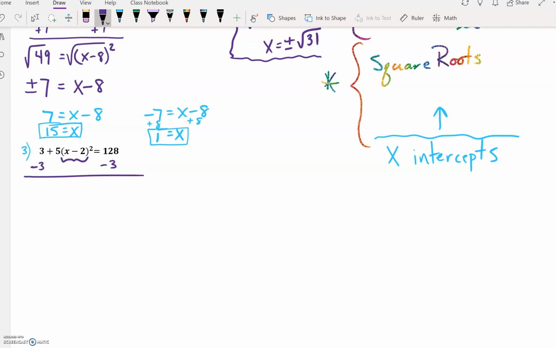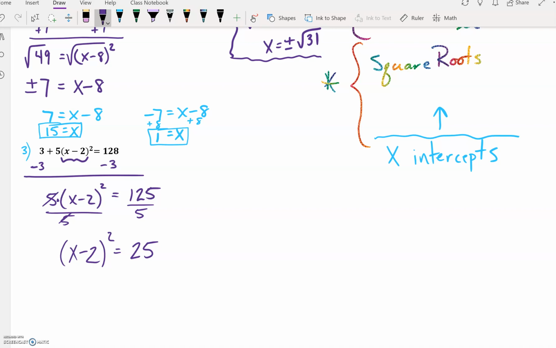So on this side of the equation, it looks like I have 5 times the quantity x minus 2 squared, and over here I have 125. Perfect. My 5 is tied with multiplication. I still am trying to get this piece that's being squared by itself. I'm going to divide both sides by 5. My 5's cancel. X minus 2 squared is equal to, woohoo, 25. I know 25 is a perfect square, so that's going to work out nice.